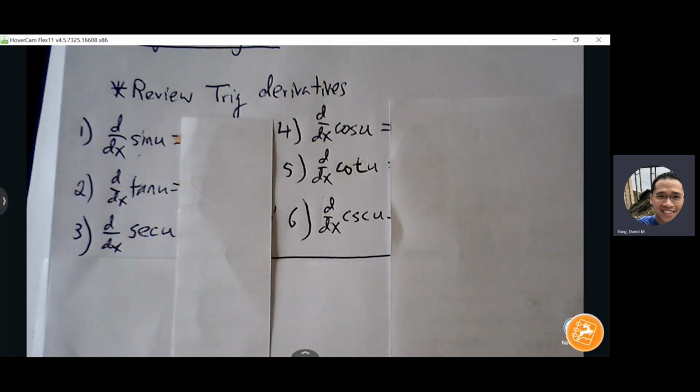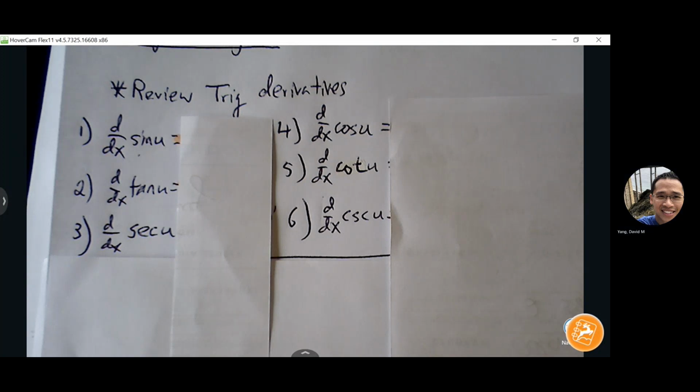We know how to line them up: sine, tangent, secant, and then the second column are your co-functions in alphabetical order: cos, cot, csc. You can find each of those derivatives, because if you can find these derivatives, you're just reading them backwards to get to all your integral rules.